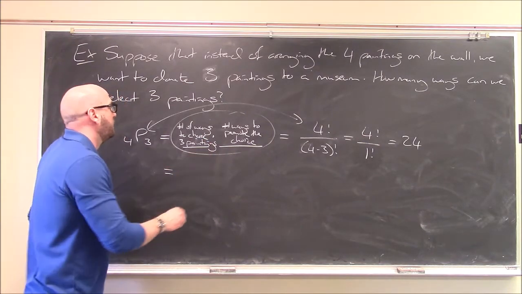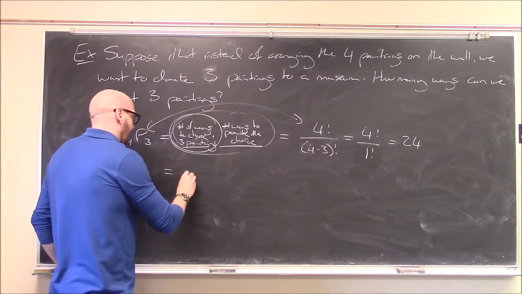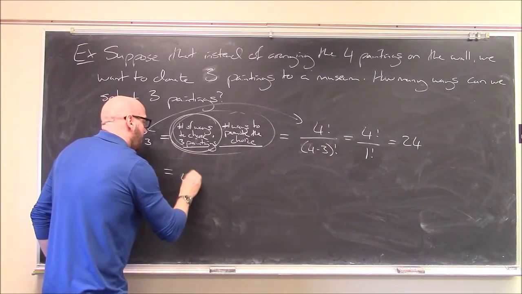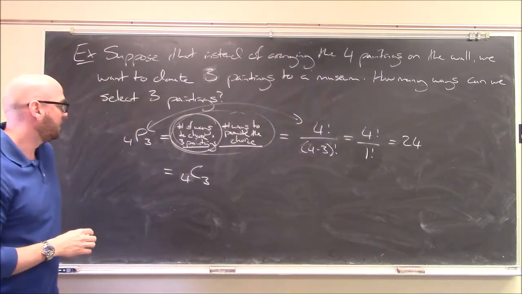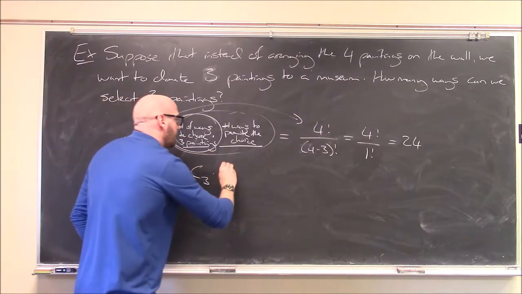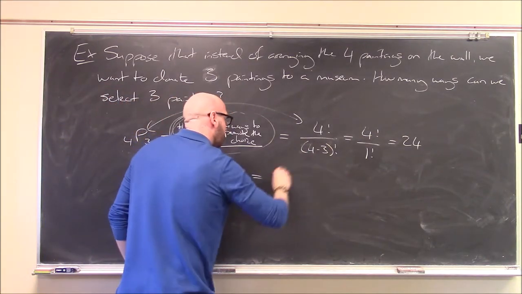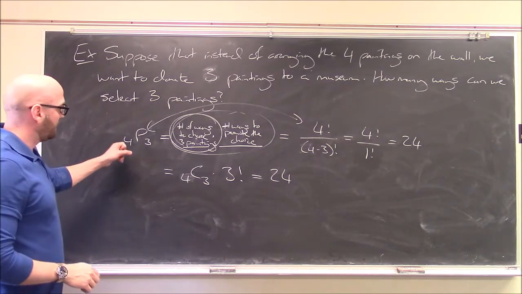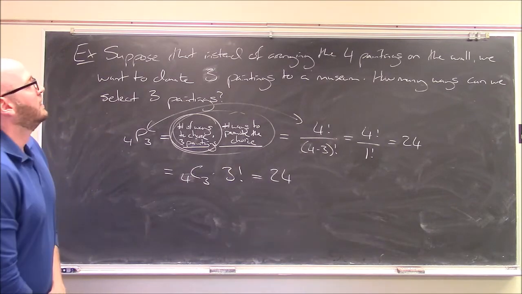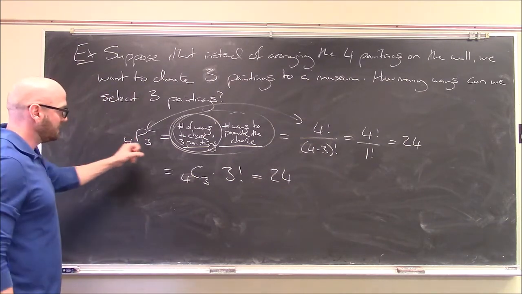So this is what I'm really looking for. The question is asking, how many ways can I choose 3 paintings from the 4? And we're going to give this some notation. This is what we'll call 4 choose 3, so 4C3. And how many ways can I permute 3 different objects? 3 factorial. And we already know that the number of permutations of 3 objects chosen from 4 is 24.